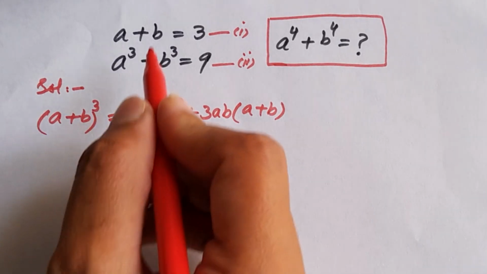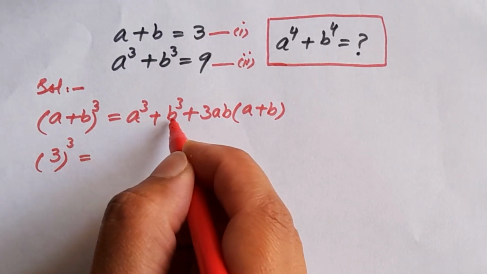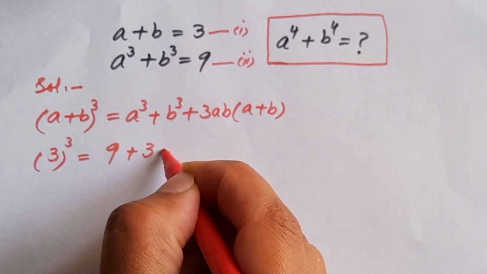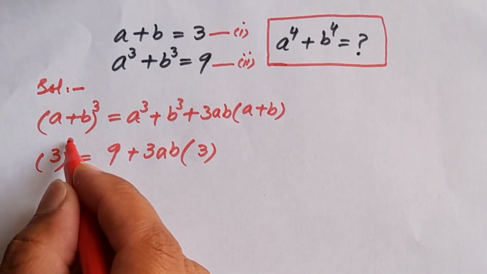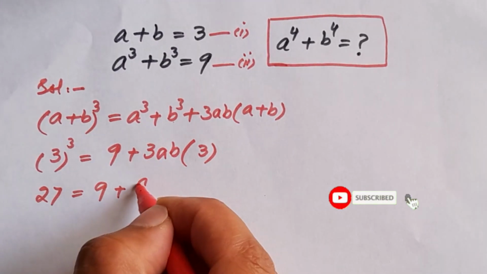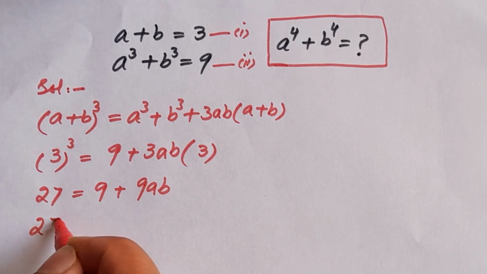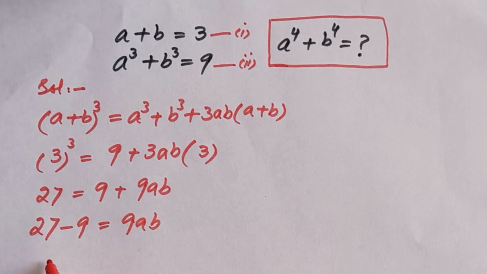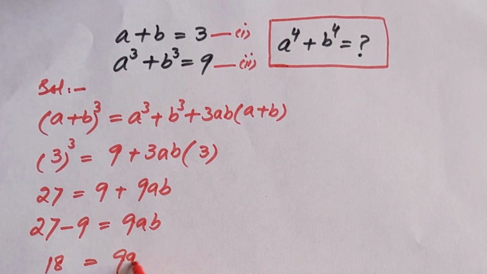From equation 1, we know that a plus b is equal to 3. So 3 to the power 3 is equal to a cube plus b cube, which is 9, plus 3ab times a plus b, which is 3. 3 to the power 3 means 27 is equal to 9 plus 3 times 3 is 9ab. We are going to move this 9 to the left hand side, so it will become negative. If we subtract 27 and 9, we will get 18. 18 is equal to 9ab.